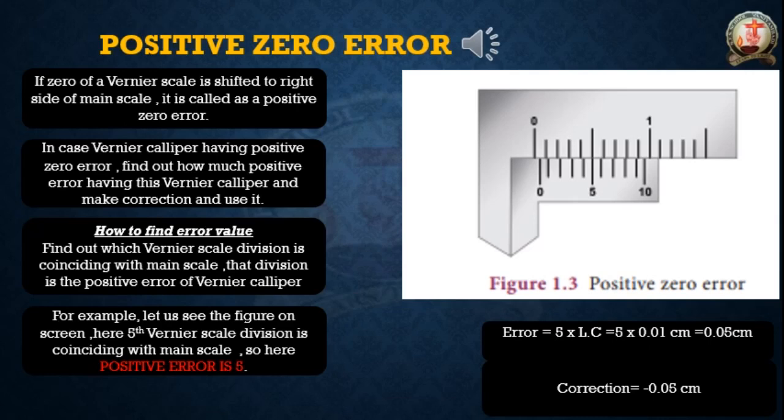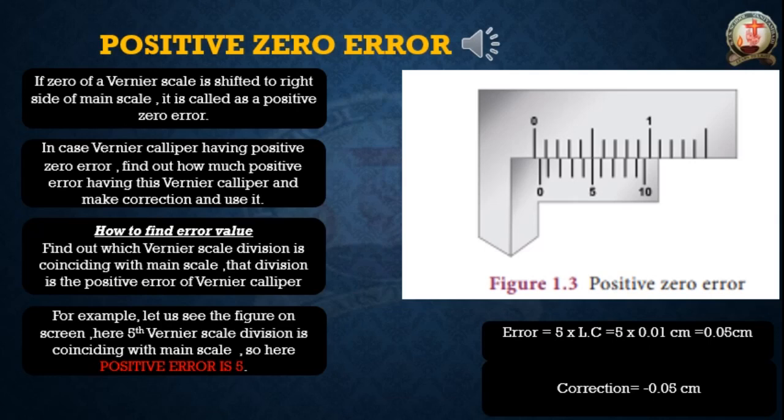So which division is it? The fifth one. First of all, find out which vernier scale division is coinciding with the main scale. That division is the positive error of the vernier caliper. So we have to find out which vernier scale division is coinciding with the main scale, and that division is the positive error. Please see the box below. For example, let us see the figure on screen.